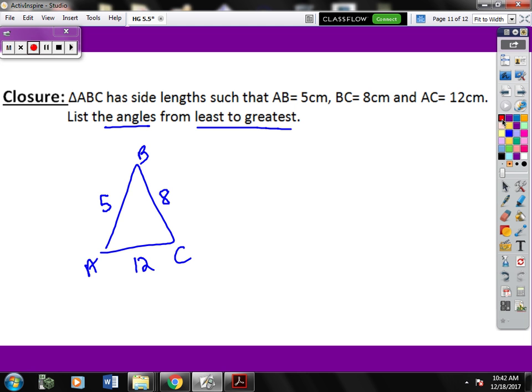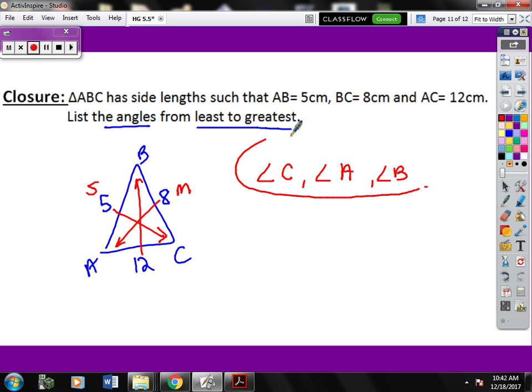Who thinks they could list the angles in order from least to greatest based on those sides? Evelyn? Angle C, then angle B, then angle A. Perfect. Smallest side, smallest angle. Next smallest side, next smallest angle, and largest side, largest angle. There you go. All right, the rest of the time is yours to work on the homework.